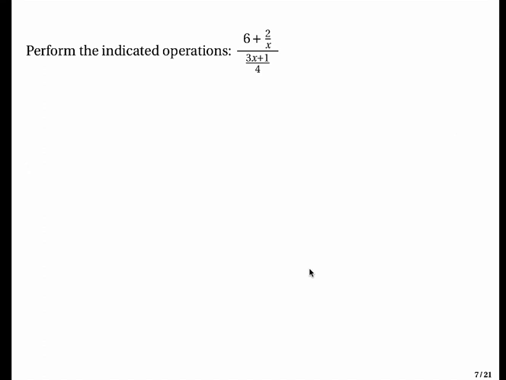For our next example, we want to perform the indicated operations: 6 plus 2 over x, all over 3x plus 1 divided by 4. So here, in the numerator, we combine it into a single rational expression. That's what we're going to do first. So this guy here can be written as 6x over x plus 2 over x. And then the big denominator here is just 3x plus 1 over 4.